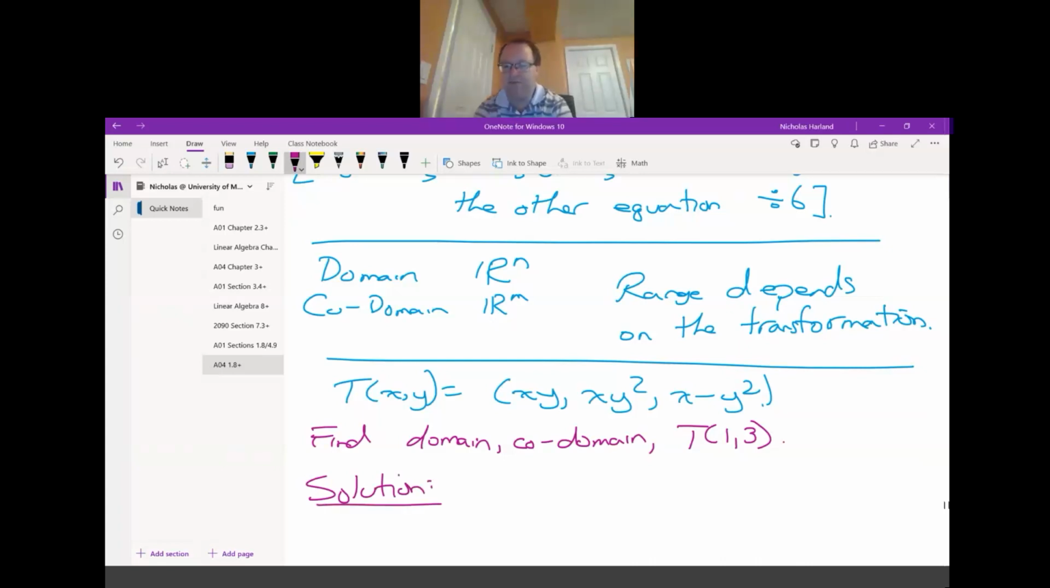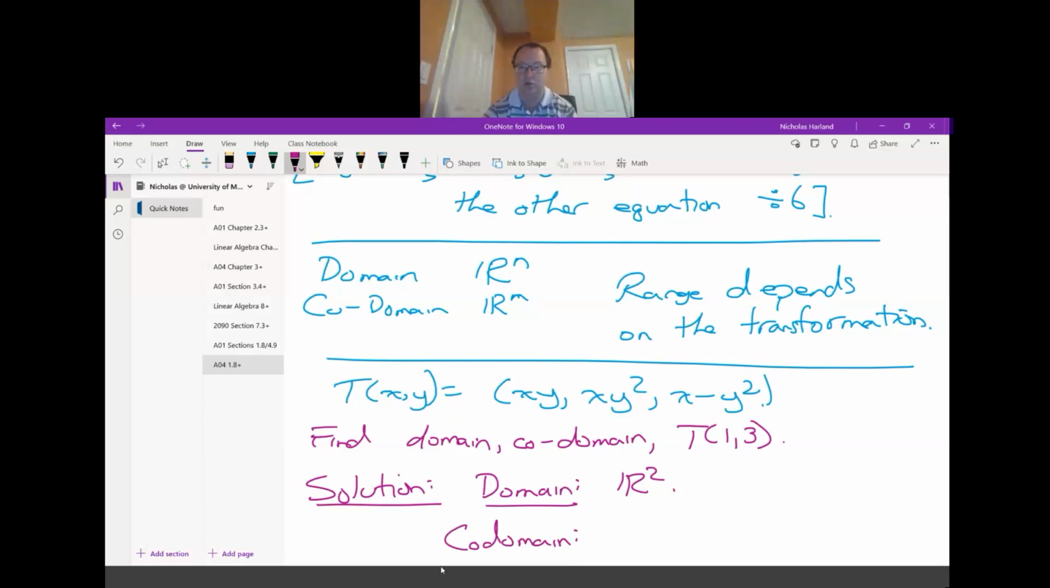And all three of these should be fairly quick. These are quickie questions. So what is the domain? What can we stick into the function? R2. So our domain is R2. Everything we put into this function is a vector with 2 components. Our domain is R2.